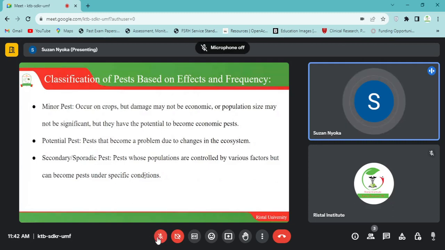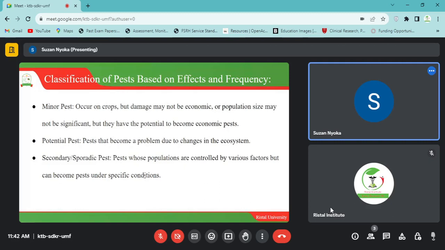And then potential pests that become a problem due to changes in the ecosystem. And we have the secondary or sporadic pests whose populations are controlled by various factors, but can become pests under specific conditions.